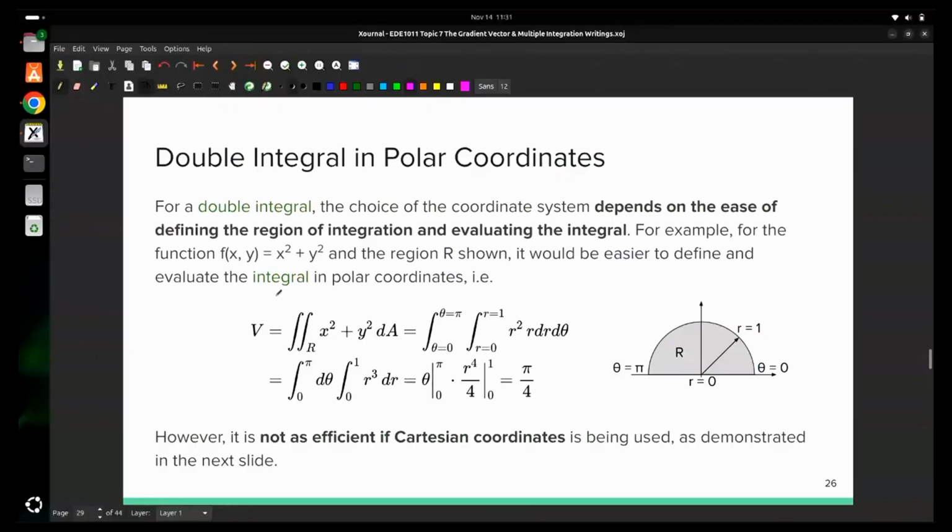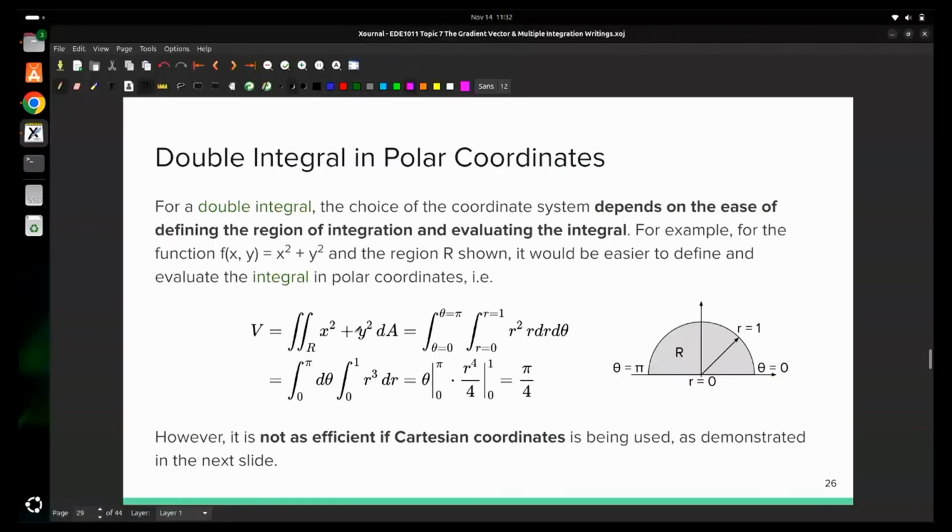Okay, so let's say the function is f equals x squared plus y squared. And the region R is this semi-disk. You can see it's within the semicircle, so it's called a semi-disk. Can you see the region R, right? It's a unit semi-disk. So therefore, what are the limits? Very simple. Limits for r will be from r equals 0 to r equals 1. And then, because it's in the upper half of the plane, the limits for theta must be from theta equals 0 to theta equals pi.